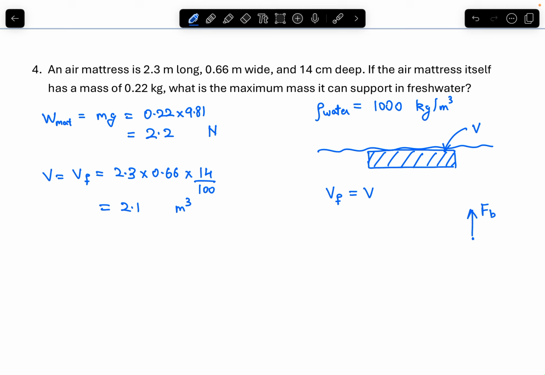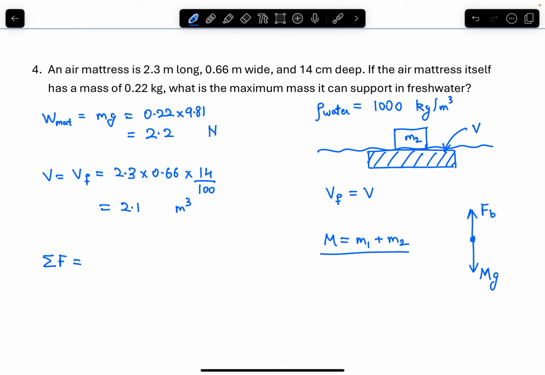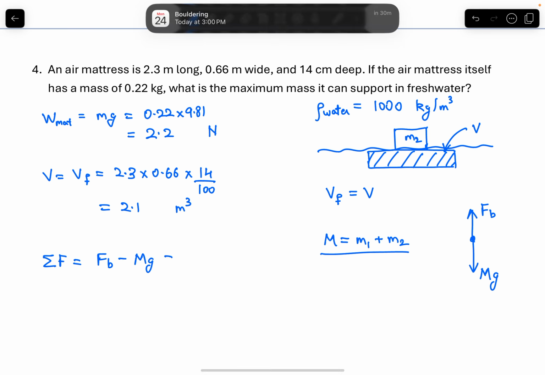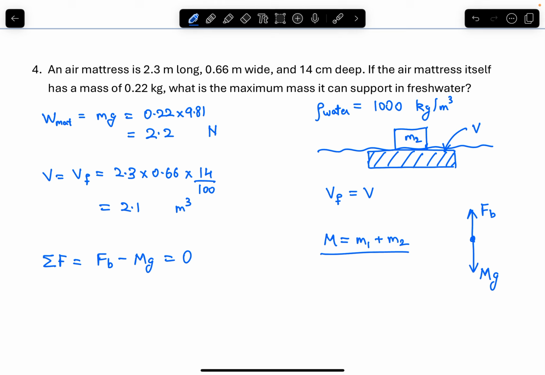All right, so in this situation, if I draw the free body diagram, I will have a buoyant force and the mass that this particular object is supporting. If I call this M2, capital M is equal to M1, which is the mass of the mattress, plus M2. So looking at this free body diagram, the summation of forces is Fb minus capital Mg, and this should equal 0.